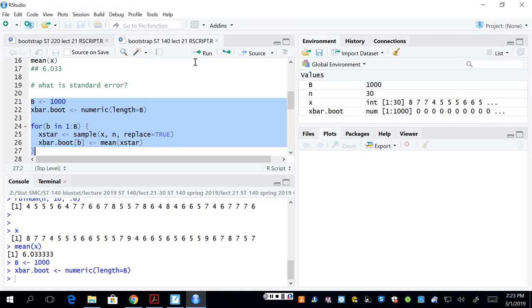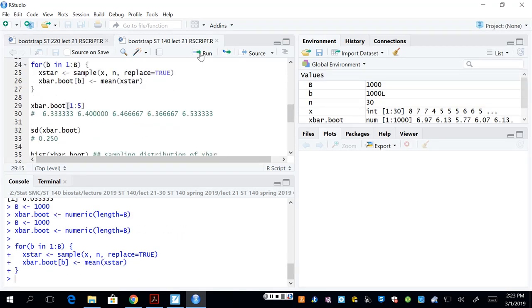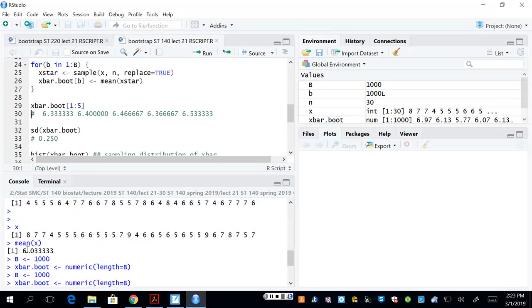If I run all that, that's it. It's pretty fast. And here are the first 5 values. Now I don't get exactly what I had before because I've done a few random number generations in between. But this is the scale of the thing that you're talking about, the x bars. My one sample had 6.03.